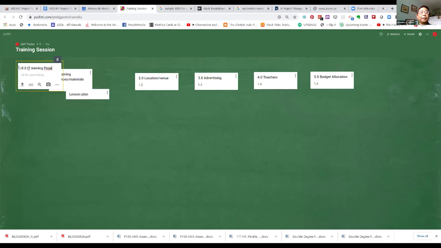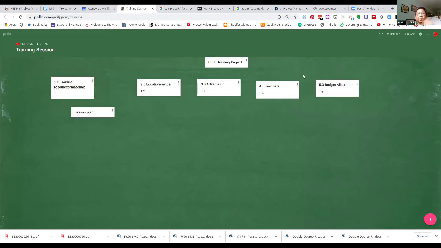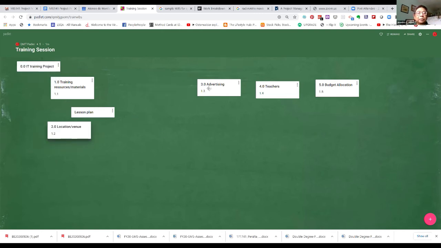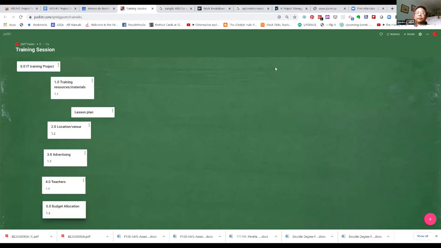And this one, I will put at the top. Kasi ito yung pinaka level 0 natin kunwari sa SAD. Okay, so that's one way of laying it out, or ganyan na yan. 1, 2, 3, 4, 5. Okay, so either way works.